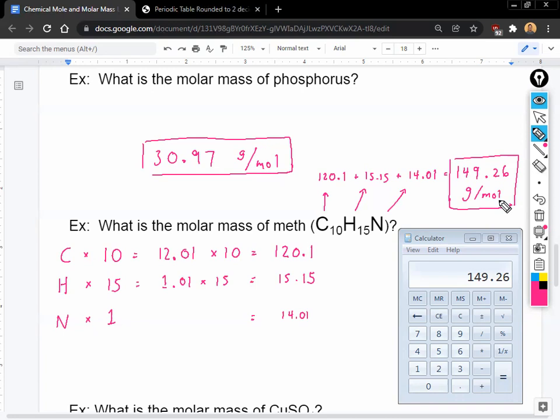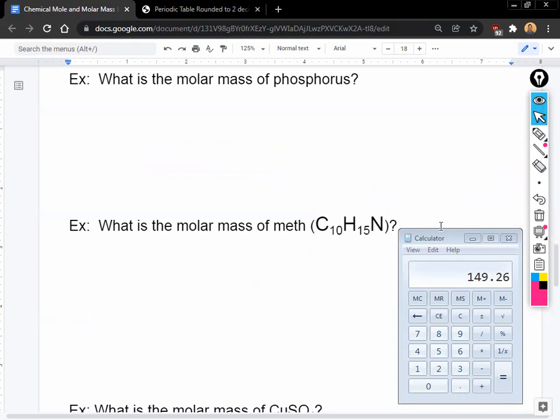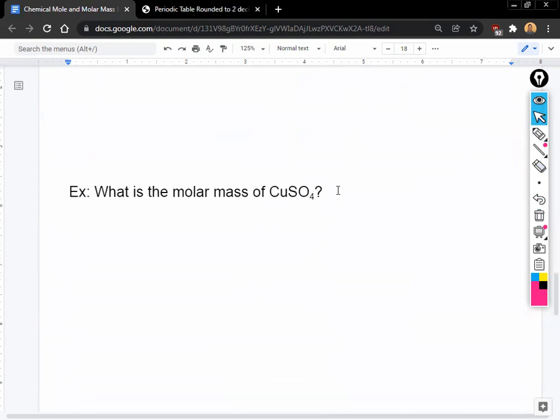Okay, let's have you guys try one on your own, and then we'll go on to the next type of problem. So what I want you guys to do is work with the person next to you. I want you to find the molar mass of CuSO4. So take 2 minutes to do that. We'll go over it together and move on to the next type of problem.